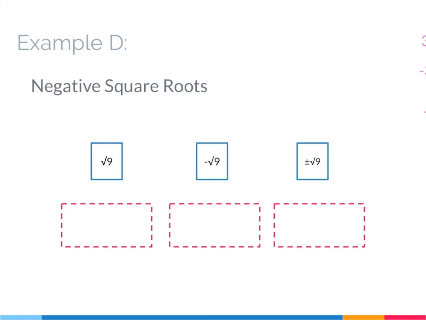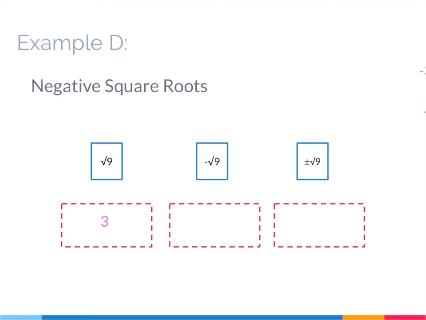Here we are, we're talking about negative square roots. Wait a minute, I thought you said we couldn't have negative perfect squares. Well, that's true. We can't have negative perfect squares, but we can have negative square roots. So let's take a look at the 3 things that we have here. The first one says we have the square root of 9. We've seen that before, we know the square root of 9 is 3. That's easy enough.